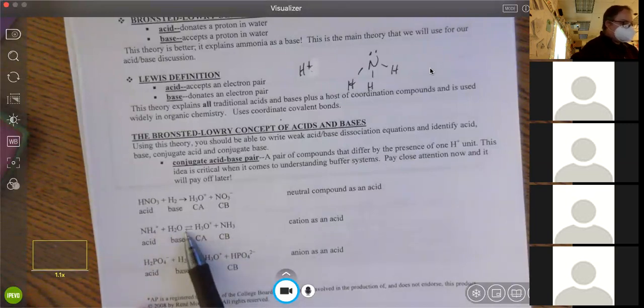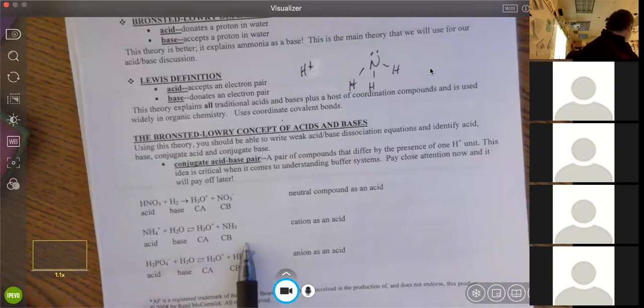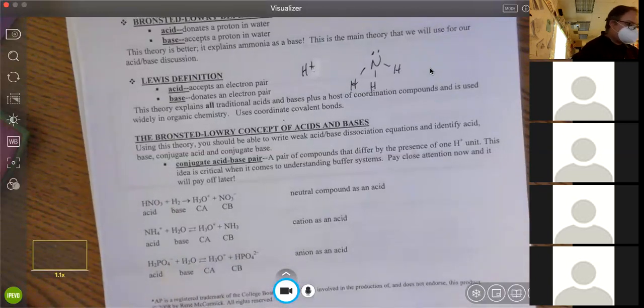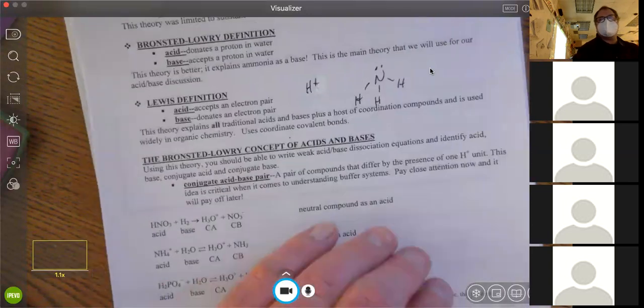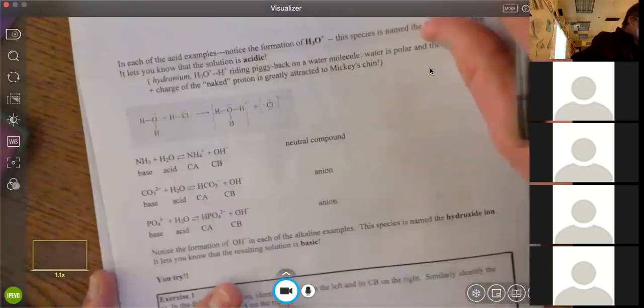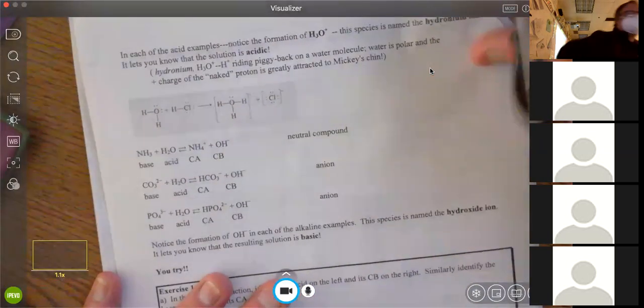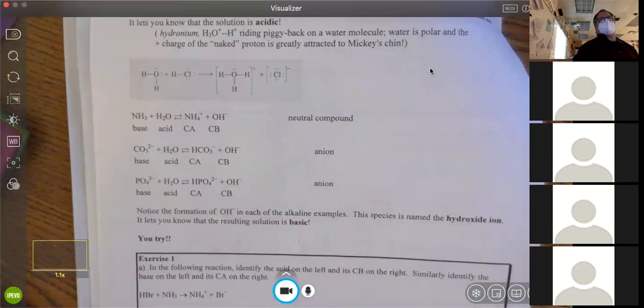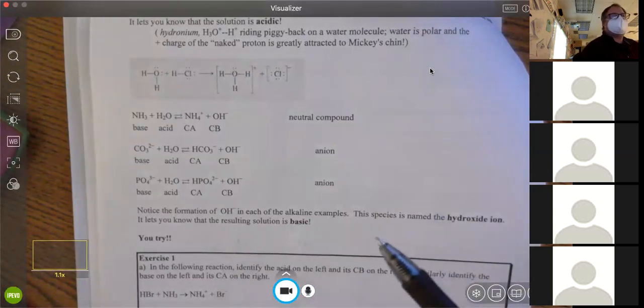Here we have H3O accepting that proton. That is its conjugate acid. The fact that H2O can become H3O or H2O can become OH negative makes H2O what's called an amphoteric substance. That means it can be an acid or a base. It's not the only amphoteric substance. There are others out there. Here we go. They still have H2O acting.